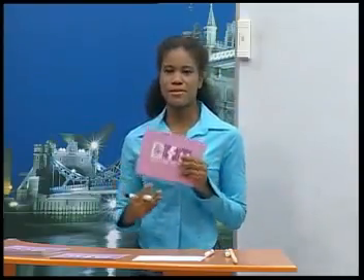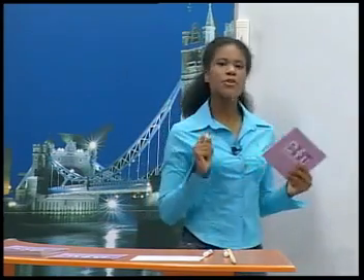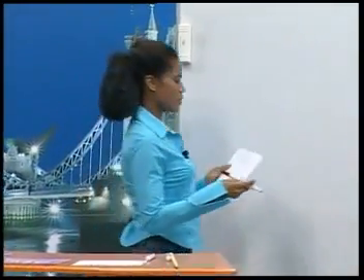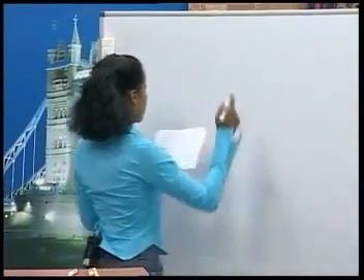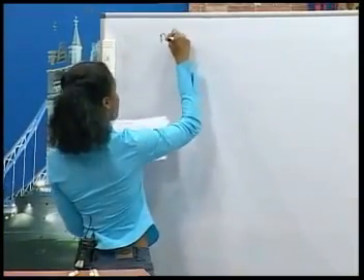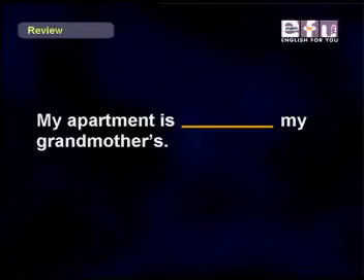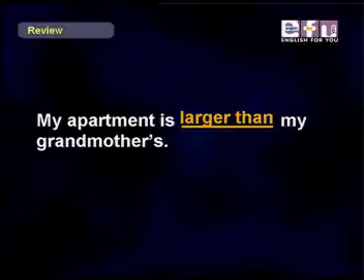Now let's practice these comparative forms. So you fill in the correct answer in the comparative. Okay, you can go first, Alberto. Use large in your answer. My apartment is my grandmother's. Okay, my apartment is larger than my grandmother's. Okay, very good. My apartment is larger than my grandmother's. Good.